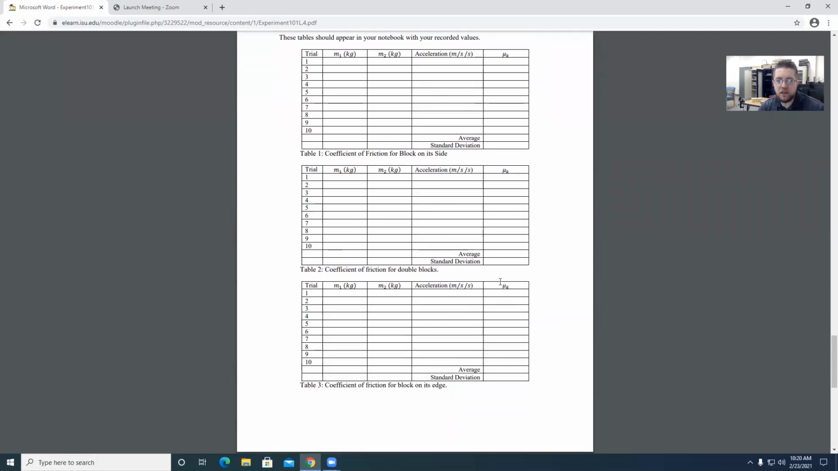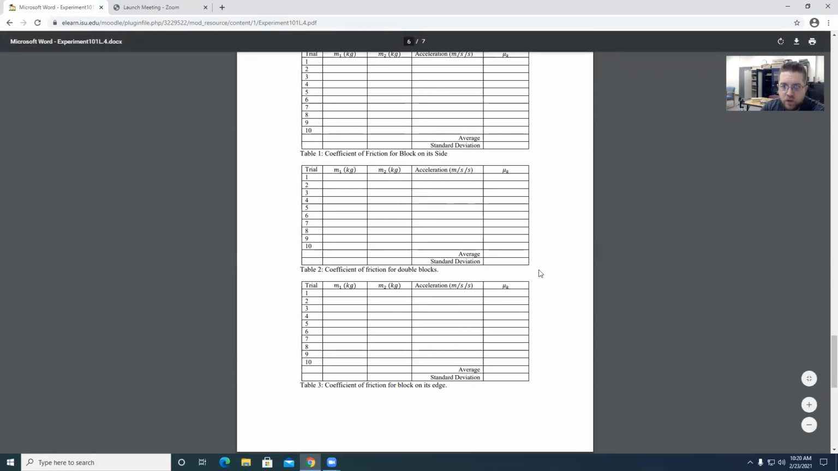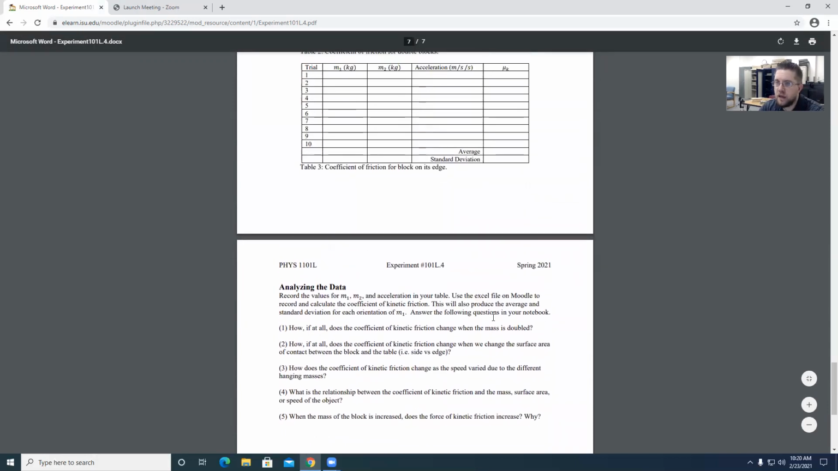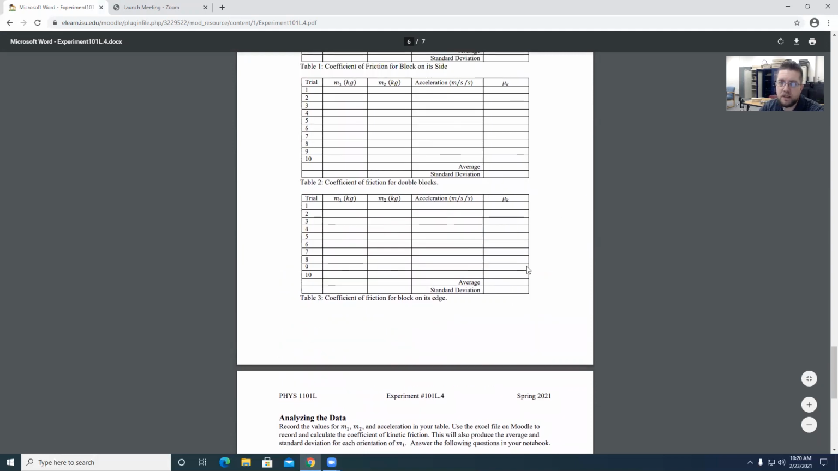But the point is that I can't just let you get away with not doing some work this week. Then you're going to calculate the average and standard deviation. Then you're going to do it for the third one when it's on its edge. So these tables should appear in your notebook with all these calculations. And you don't have to show anything. If you want to show your calculations, you can, but really only need to see one.